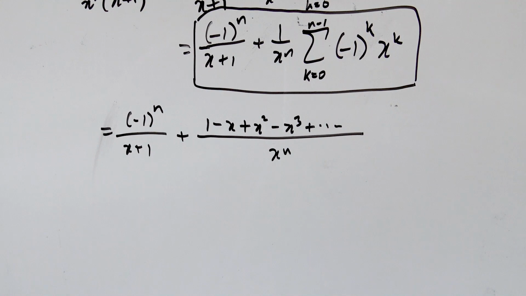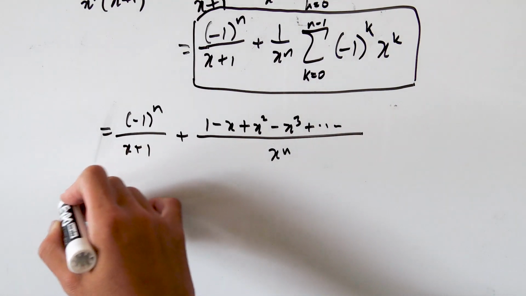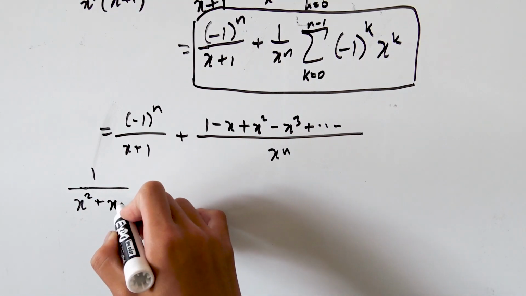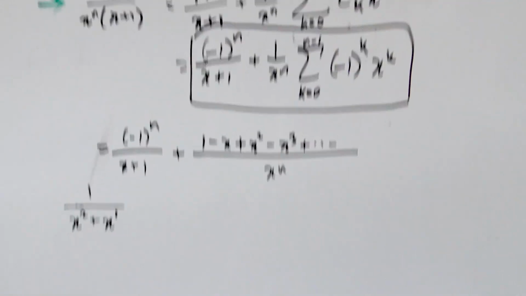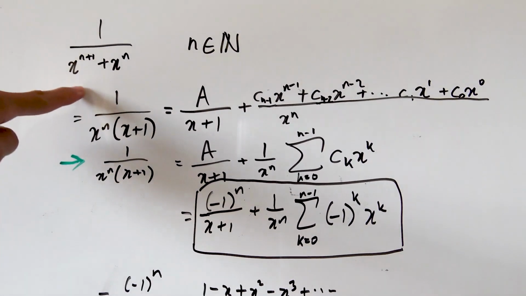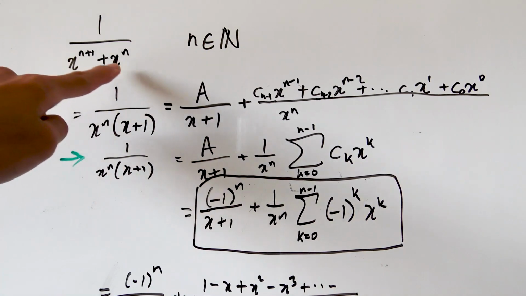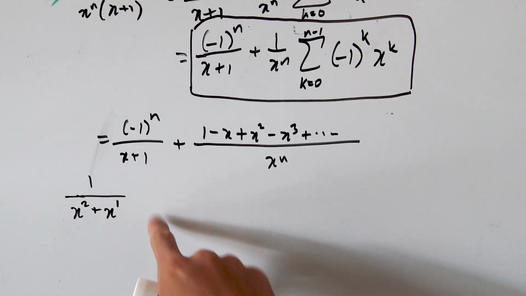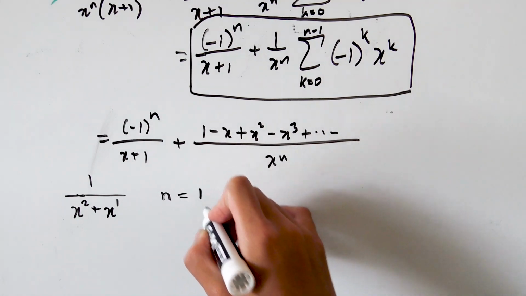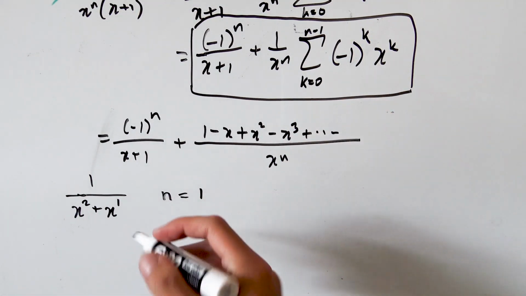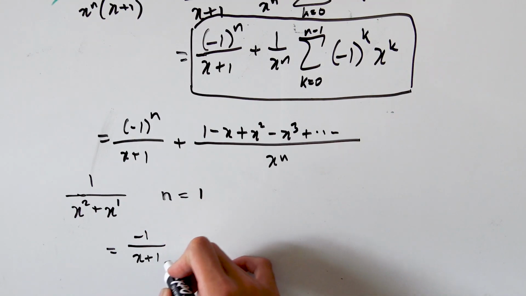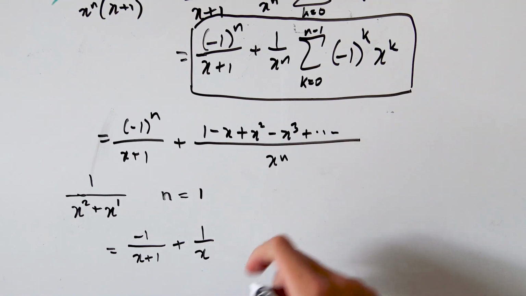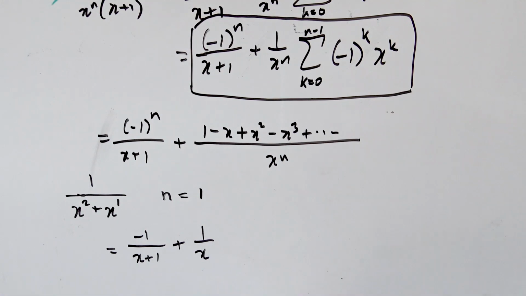So let's do a quick example by using this formula we just found here. Let's try and do partial fractions on, let's say, 1 over x squared plus x. And just to be clear here, the power on top of this x is just a 1. So this fraction right here follows the exact same form as our original fraction, where the first x here has a power of 1 more than the power of our second x here. So that means for this fraction here, our n value is just 1. So using this expression that we just found, we're going to get a negative 1 over x plus 1 plus 1 over x to the n, but our n in this case is just 1, so we're just going to leave it as it is.